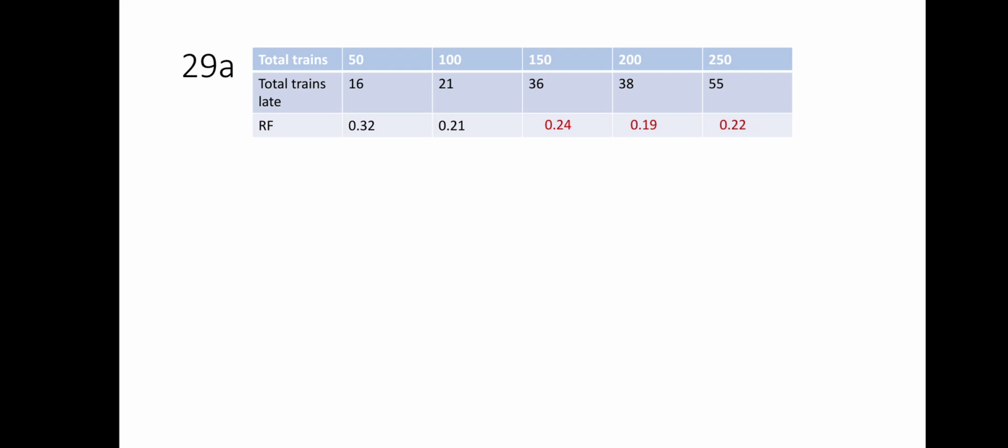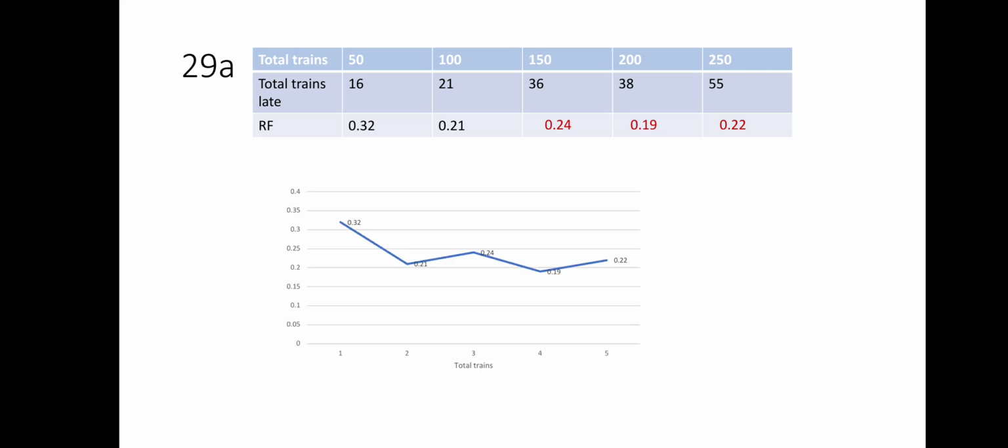So 0.24, 0.19, and 0.22. So you just do the total number of trains that are late divided by the total number of trains that arrived. And then when we plot these on the graph, this would just be a plotting exercise, and once you've plotted them correctly, you then join them up.